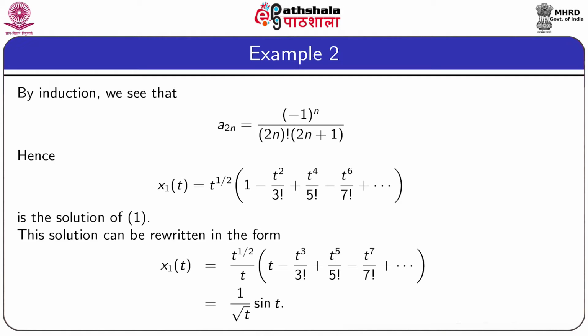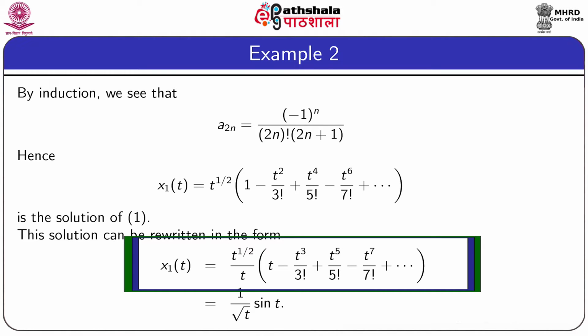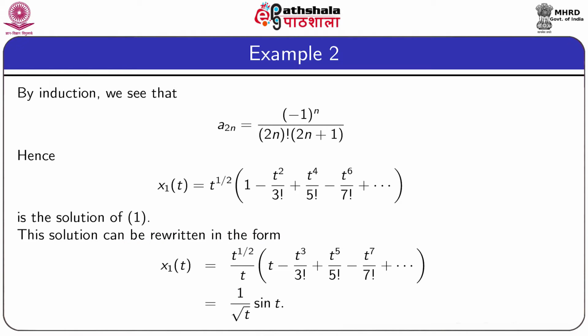This solution can be rewritten in the form x1(t) is equal to t to the power half divided by t multiplied by (t minus t cube by 3 factorial plus t to the power 5 by 5 factorial minus t to the power 7 by 7 factorial plus dot dot dot), which is equal to 1 by root t into sin t.